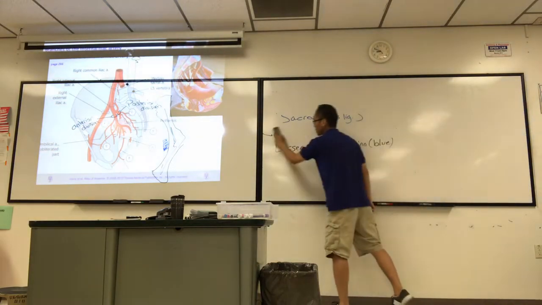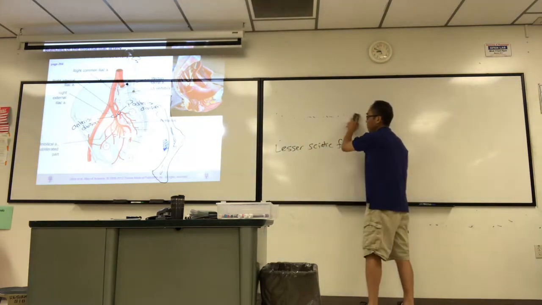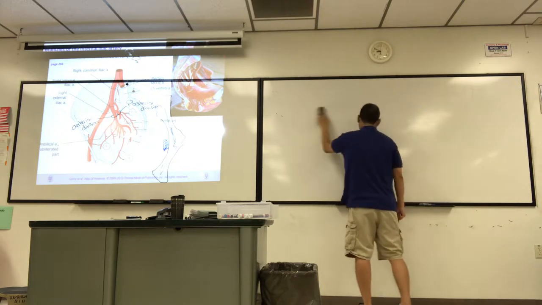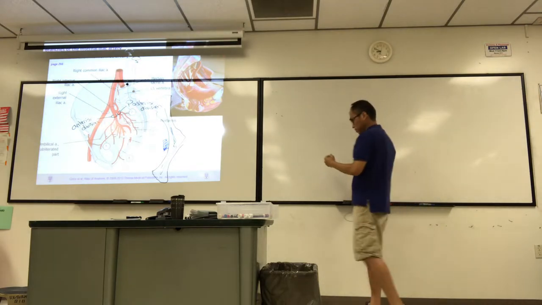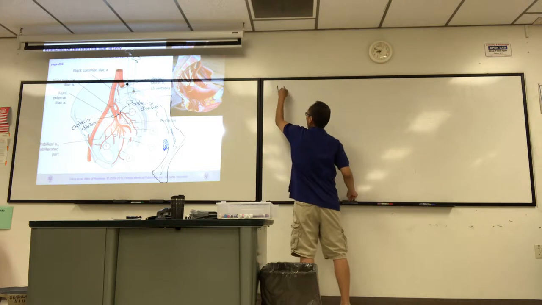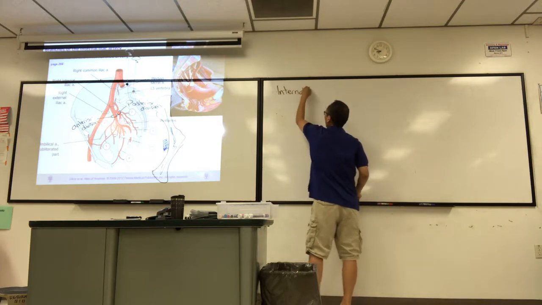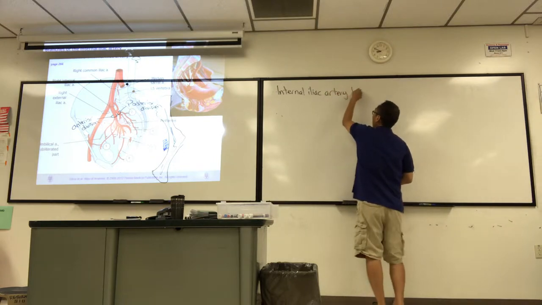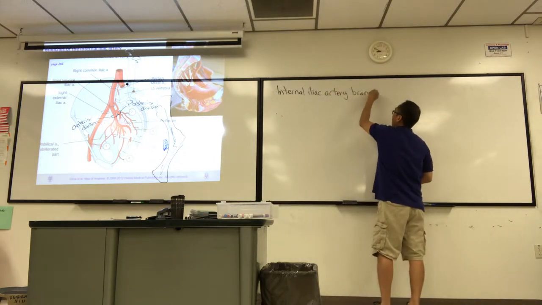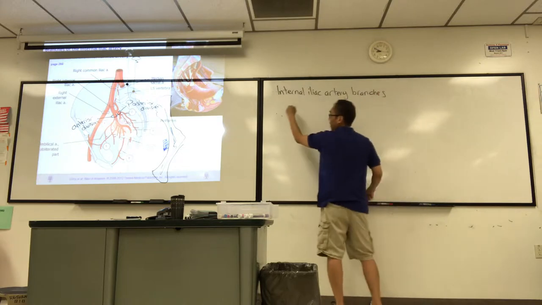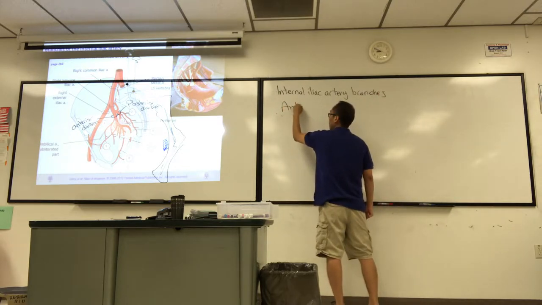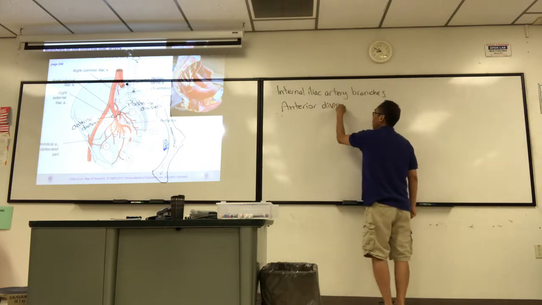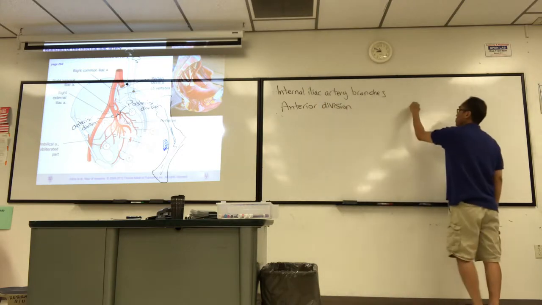So how I would categorize the branches of the internal iliac is by the divisions. Think of the divisions as big branches of things. Internal iliac artery branches: anterior division, posterior division.